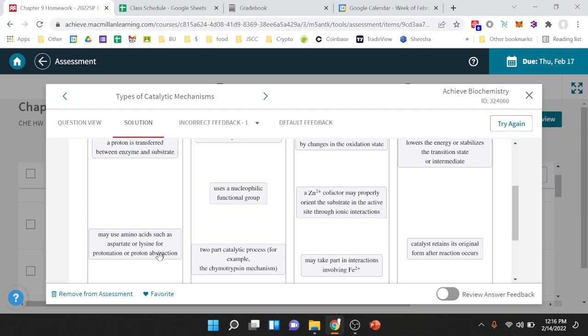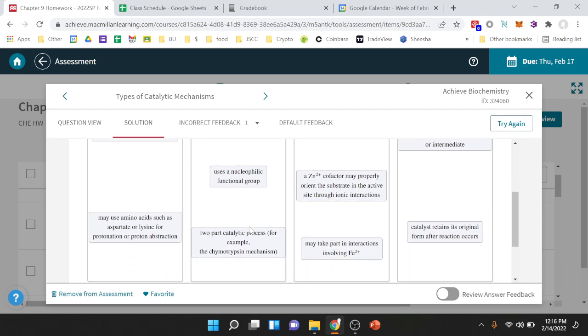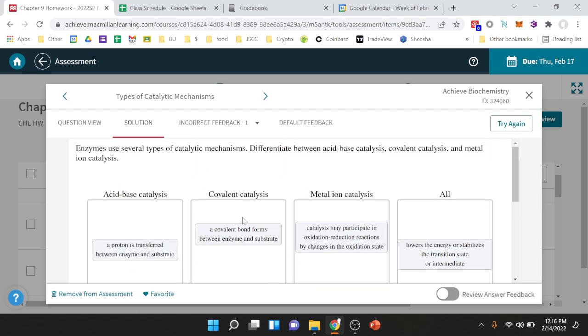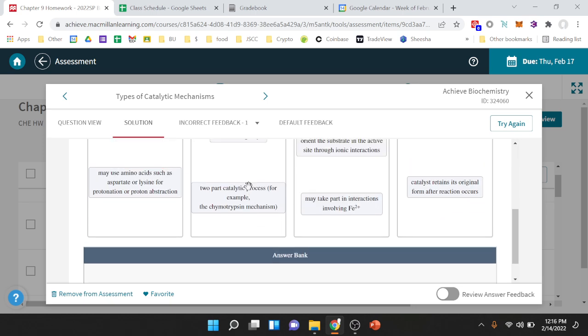Moving protons, that's an acid-base reaction, right? So you don't even need to know more, do you? Proton transfer, acid-base. There you go. Done, right? Okay. For a covalent two-part catalytic process, for example, the chymotrypsin mechanism.